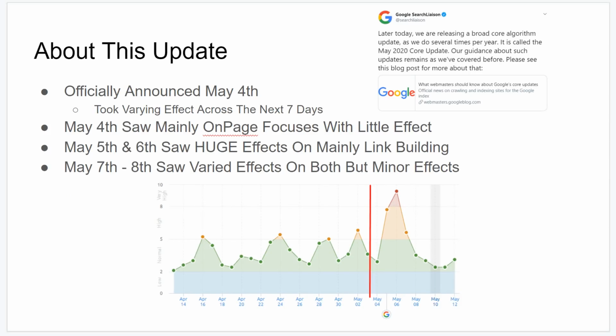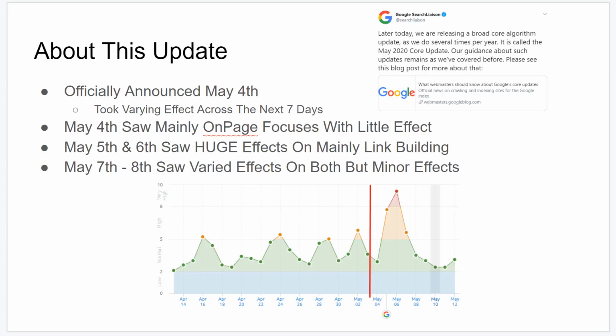So about this update, it was officially launched on Twitter on May 4th by Google Search Liaison, Mr. Danny himself. It took varying effect though across the next 7 days. May 4th, we saw mainly on-page focuses with very little effect. There wasn't really much effect at all on the day, but from what I did see in terms of the effects that were happening on May the 4th, it was just mainly little on-page tweaks that were maybe running up to the big core update release.